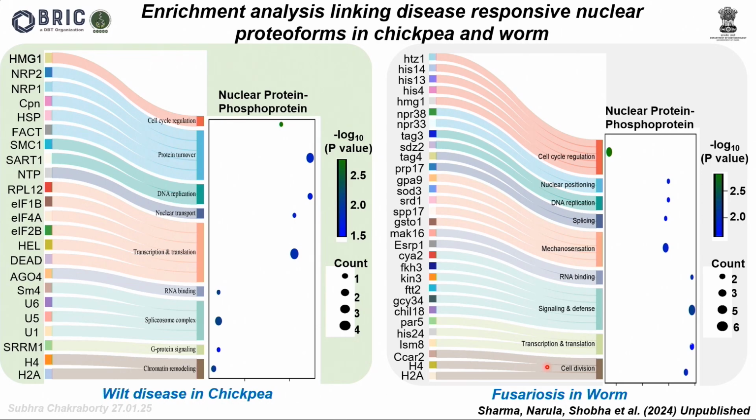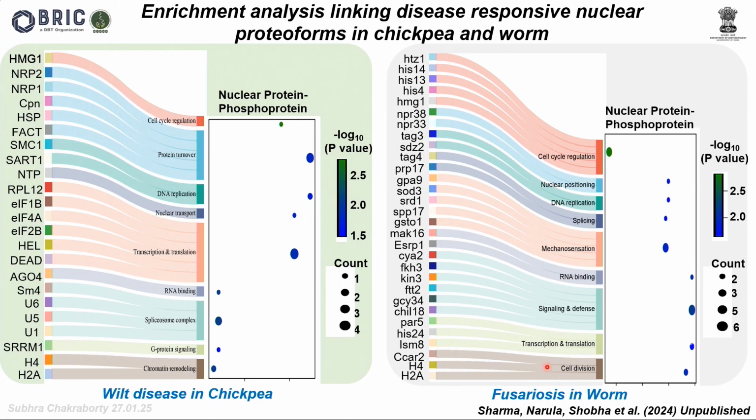Another common thing that came up was cell cycle regulation in both cases, and we have common and divergent players in the cell cycle regulation. DNA replication also became common. But mechanosensing, because it is a worm, is a major response of the worm in animal. You see those proteins getting highlighted, whereas here in the plant we do not have those proteins.